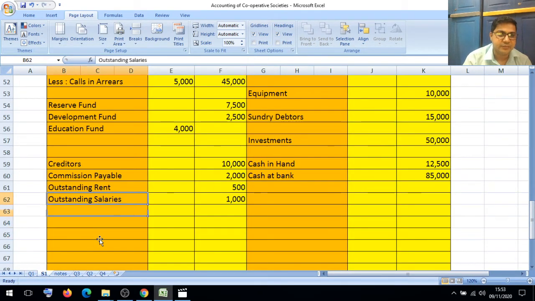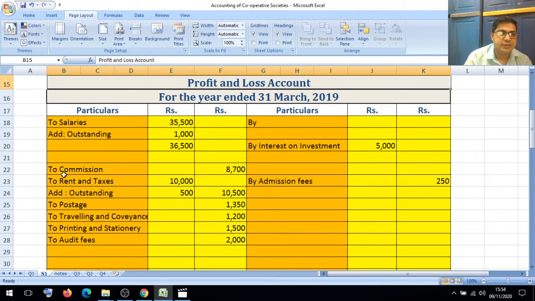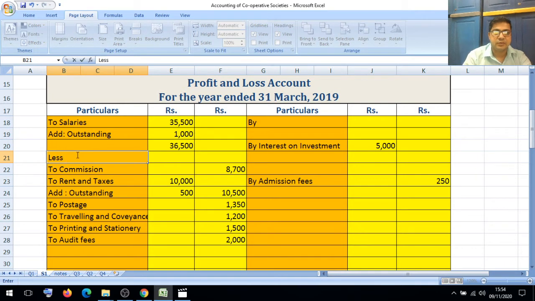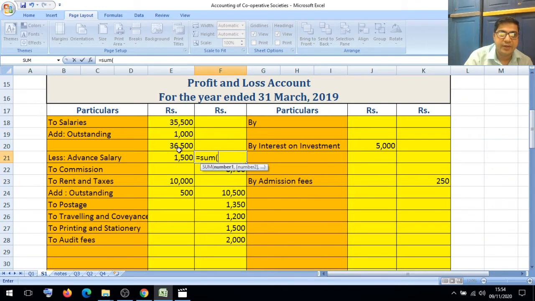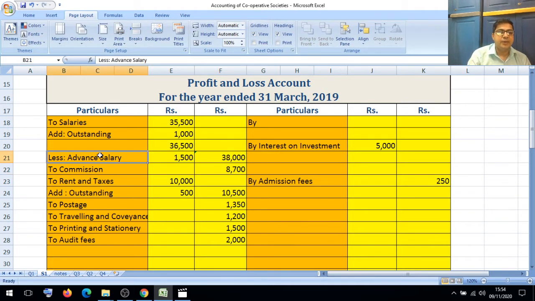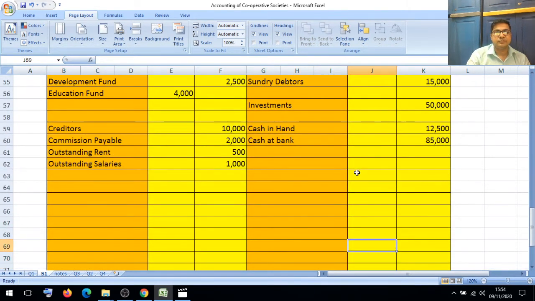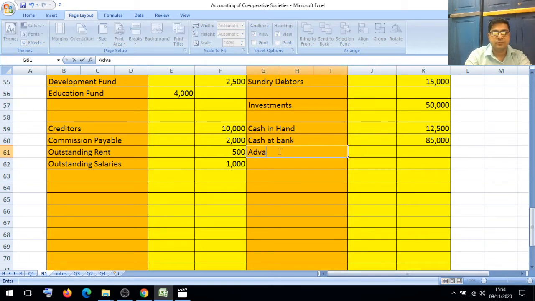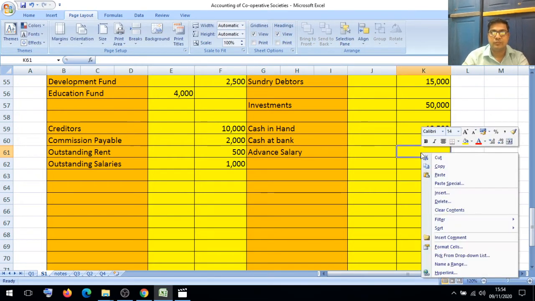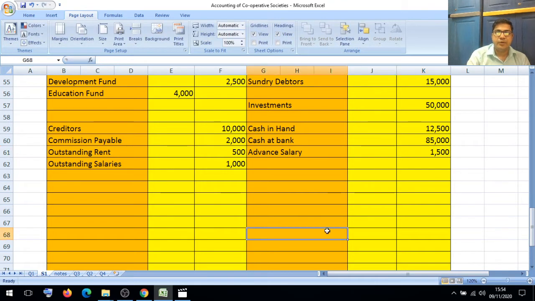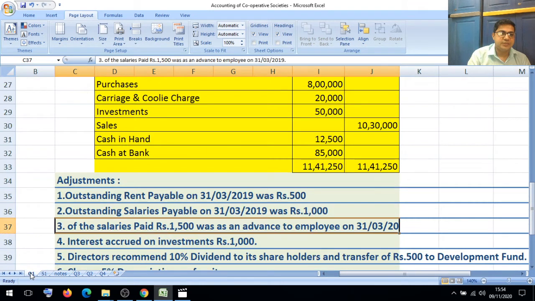After recording the second adjustment, third adjustment, salary paid in advance to the employee ₹1,500. Advance salary we have to deduct from the salary, it is a prepaid, so we will write here less advance amount 1,500. See friends, the total is 36,500 plus 1,500, the total in the outer column for salary is 38,000. Advance salary we have to show on the balance sheet asset side. After recording this salary item, this third adjustment is over.